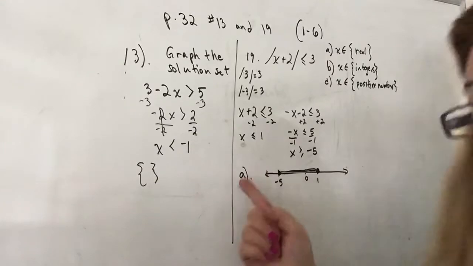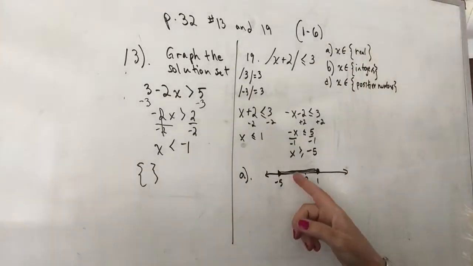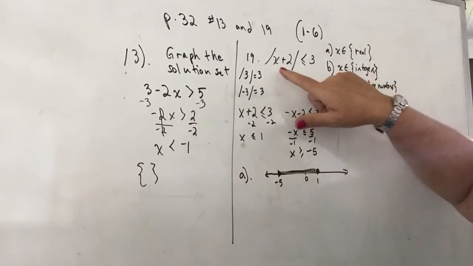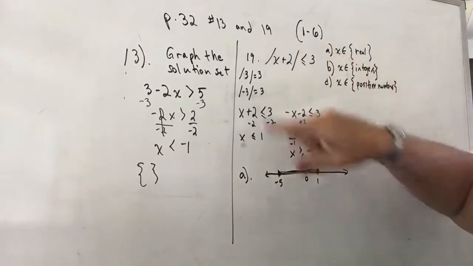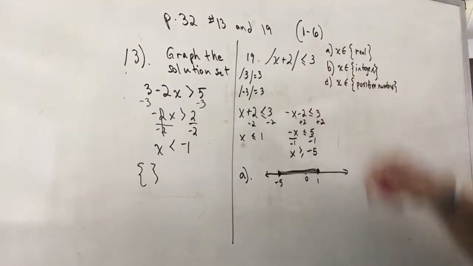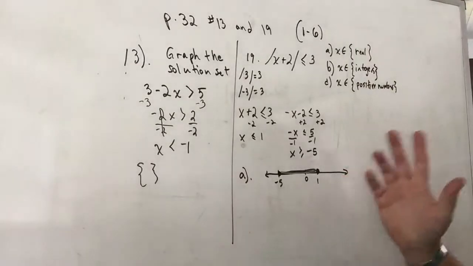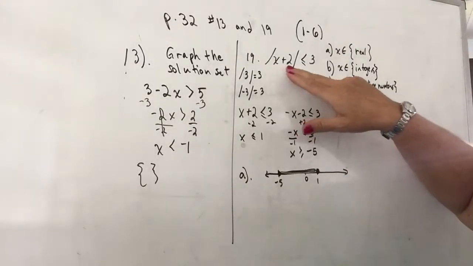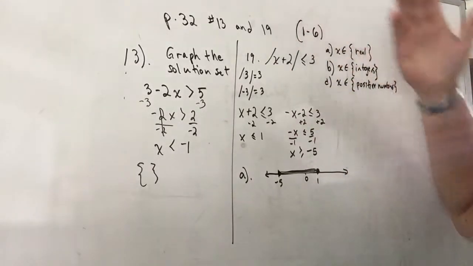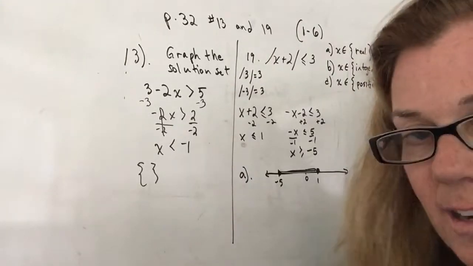Let's check negative 10, which we don't have in the solution, but we want to see. Should it be in there? Why is that not a solution? Negative 10 plus 2 is negative 8. And the absolute value of negative 8 is 8. And 8 is not less than or equal to 3, therefore negative 10 is not in my solution set. Positive 10, similarly, positive 10 plus 2 is 12. Absolute value of 12 is 12. 12 is not less than 3, therefore 10 is not in my solution set.